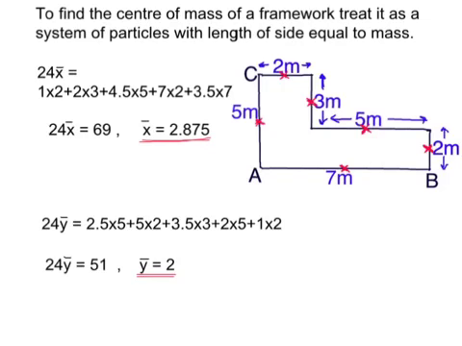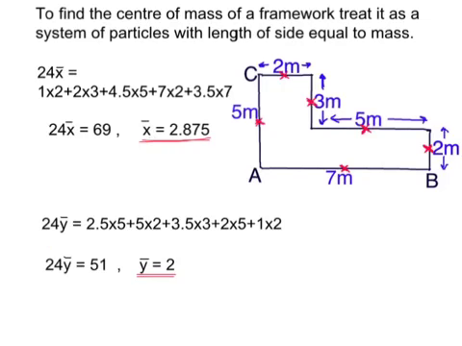If we're looking at X bar, we've got a total mass of 24, so that is equal to the moments along here: 2 times 1, 2 times 3, 2 plus 2.5 is 4.5 times 5, 7 distance times mass of 2, a 3.5 distance times mass of 7, and a 0 distance, so we don't include it. And all of that gives us 2.875.